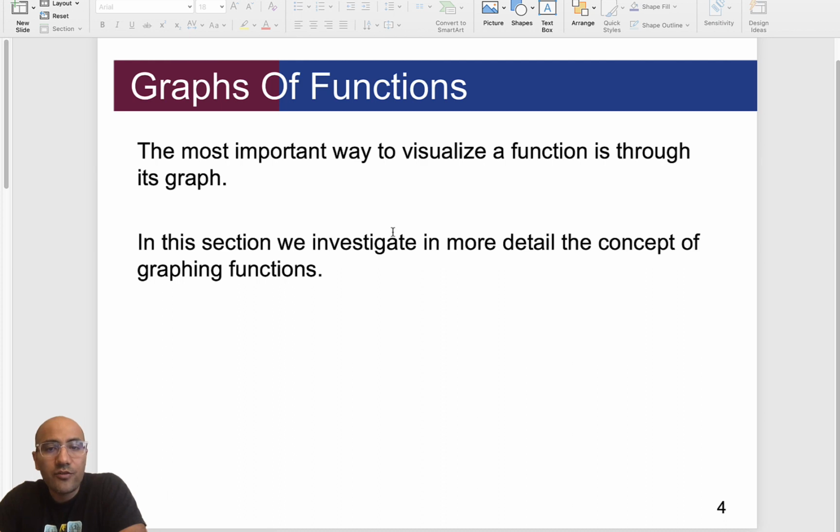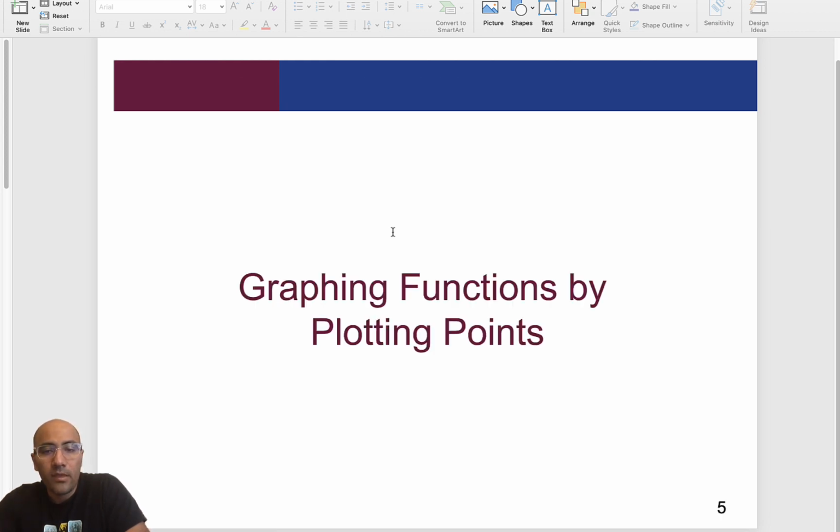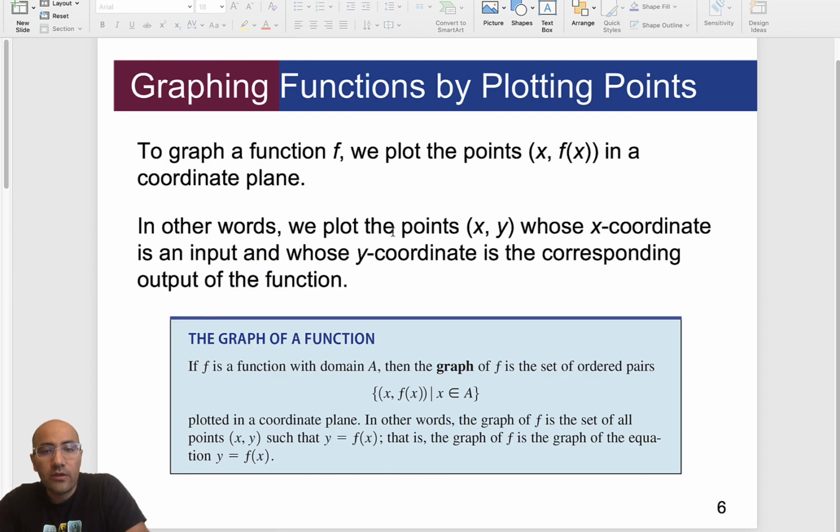Okay, the most important way to visualize a function is through its graph. Like I said, there's a lot of value to being able to look at the graph of a function. We get to see the relationship between the input and output variables in an easy way. It's an easy way to interpret that relationship. And one of the first ways that we learn to graph anything is just by plotting points, right?